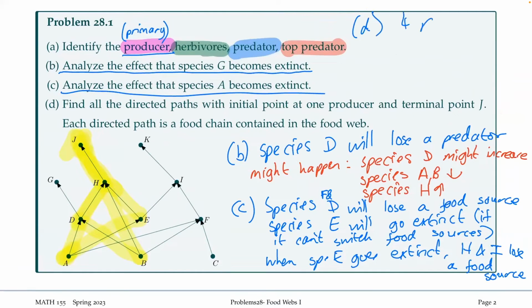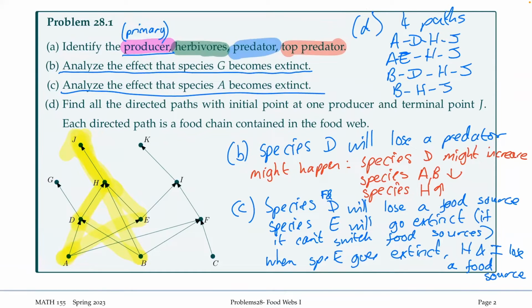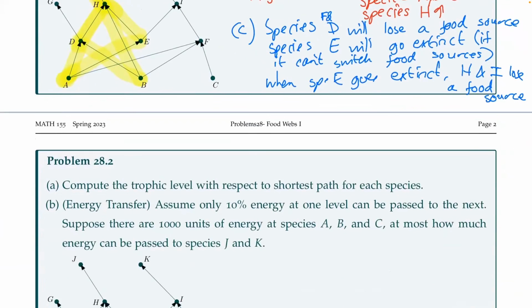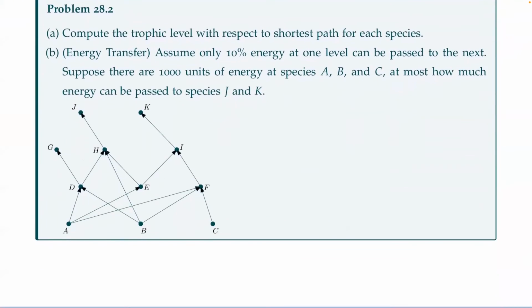The 4 paths. How would I write these paths? I'd write them as things like A, D, H, J; A, E, H, J; B, D, H, J; and B, H, J. Okay, so you just write a path like that. Okay, hopefully these things are fairly straightforward.